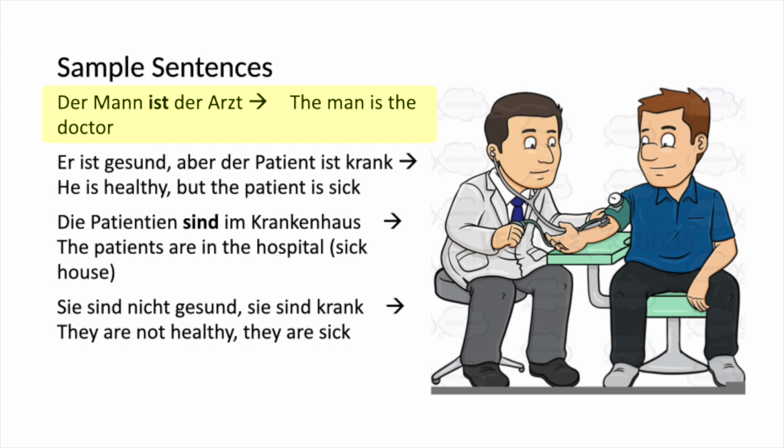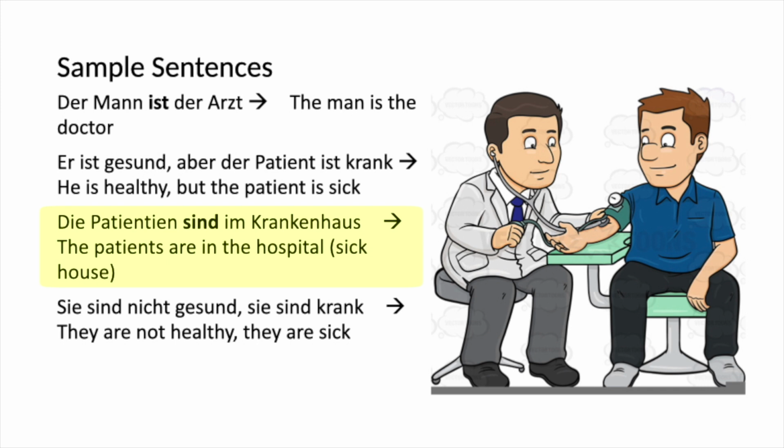I could say some other things about this man. Ist gesund, aber, that's but, aber der Patient ist krank. So the doctor's healthy, ist gesund, aber der Patient ist krank, but the patient is sick. And it's for this very reason that the patient has gone to see the doctor. What if there's a plurality of sick patients? Where do they go? They go to the hospital, or in German, more logically, the sick house. Die Patienten sind im Krankenhaus. Whereas in English, we have this very artificial word hospital. In German, they form much more logical words through building up these compounds from these smaller parts.